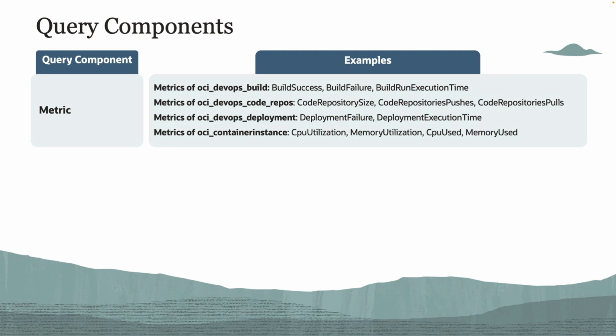There are metrics for monitoring the code repository, DevOps deployments, and then the OCI container instance, with metrics for CPU utilization and memory utilization that are measured in percentage. The CPU used metric is measured in total virtual CPUs, and memory used is measured in total bytes of the memory that is in use.